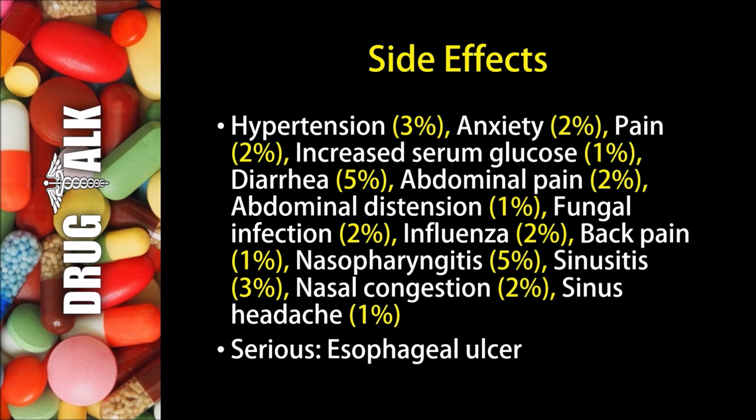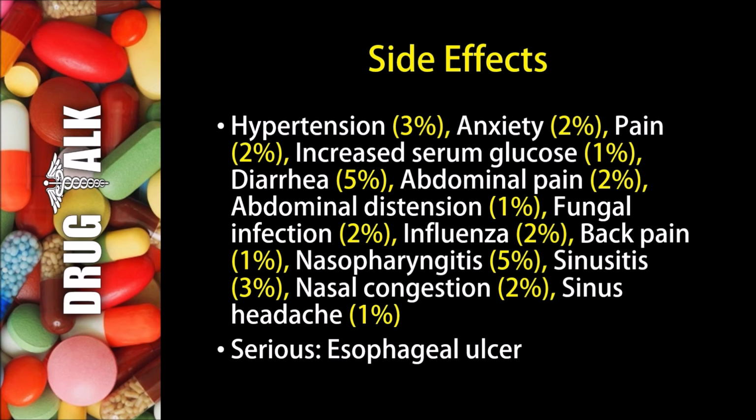Now, as with all medications, there are some side effects or adverse reactions that patients may experience while using doxycycline, so we'll go over some of those here now. 3% of patients may experience hypertension or high blood pressure, while 2% may experience anxiety. Pain seems to happen 2% of the time. Increased serum glucose may happen 1% of the time, and 5% of patients may experience diarrhea. 2% may experience abdominal pain, and 1% may experience abdominal distension.